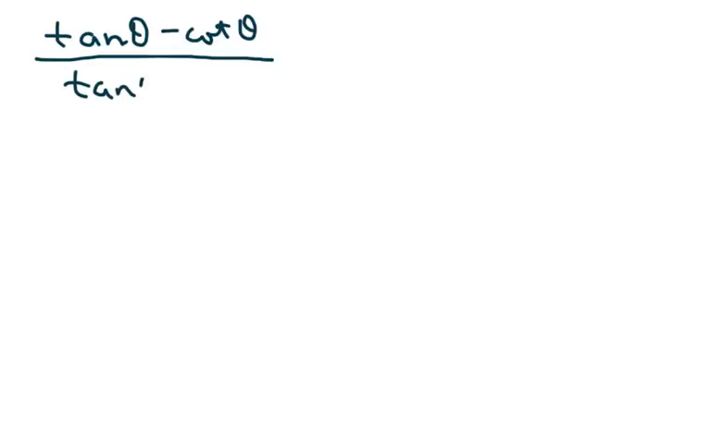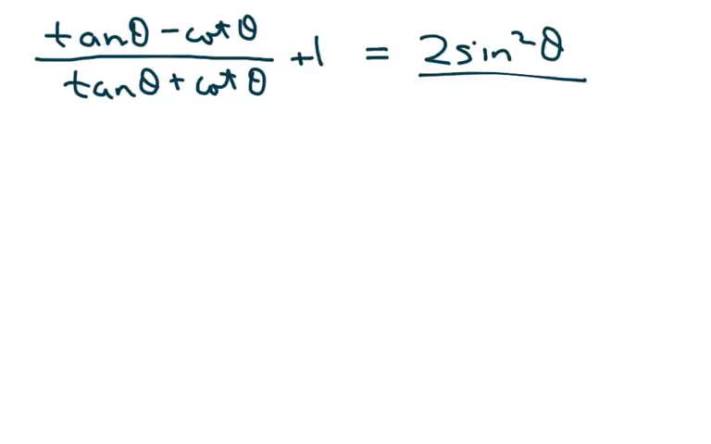The next one is a little different. It has tan of theta minus cotan of theta over tan of theta plus cotan of theta. Looks the same, but in this case it has the plus 1. And this is supposed to equal 2 sine squared theta, which is pretty basic, so we don't need to work on this side. This is what we want. So I'm going to rewrite everything in terms of sine and cosine. I'm not going to do anything with the 1 until later.